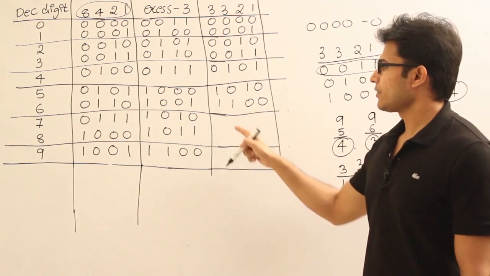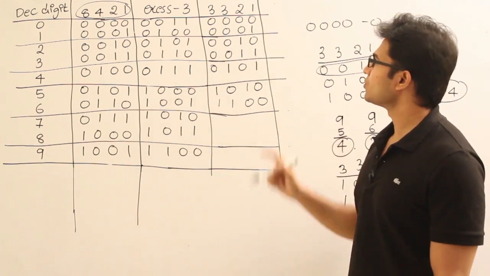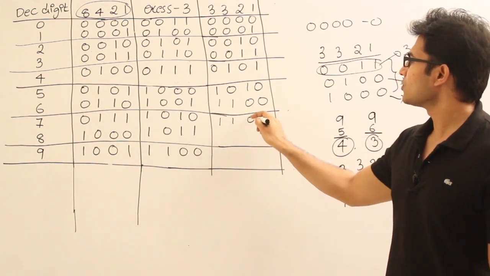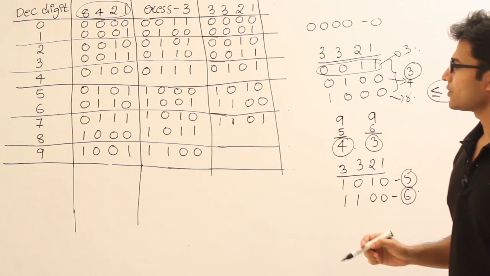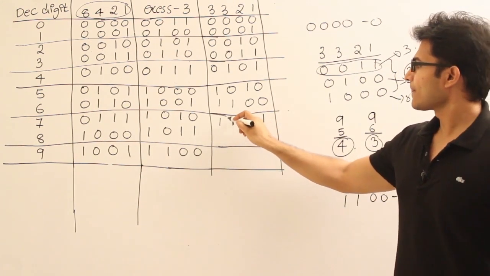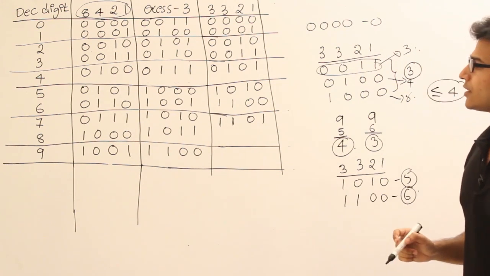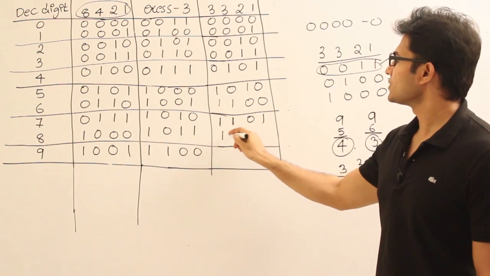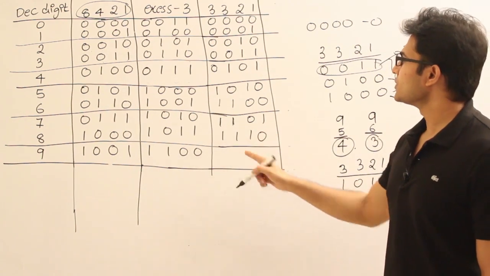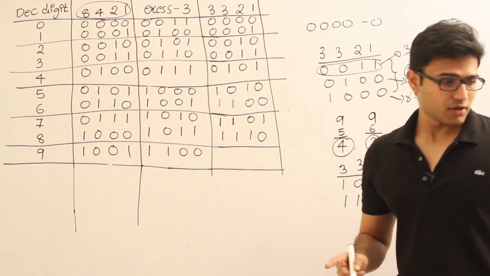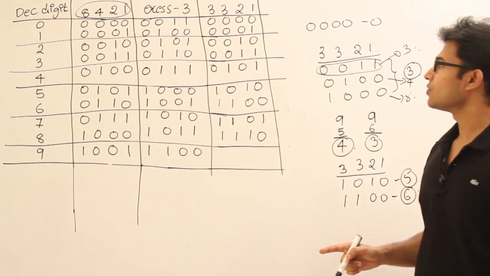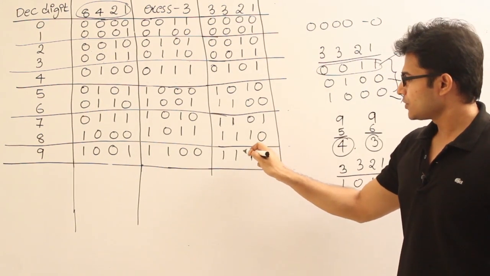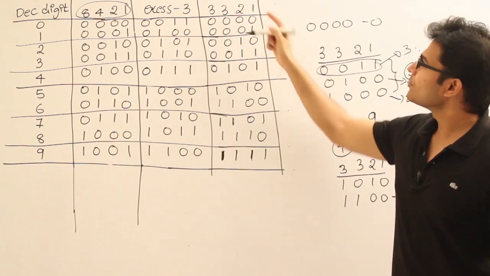Now what about 7? The 9's complement of 7 is 2. Therefore take 2 and find the 1's complement. What is it? 1101. So what is 1101? 6 plus 1 is 7. And what about the next one, 8? The 9's complement of 8 is 1. Take 1 and find the 1's complement, which is 1110. What about 9? The 9's complement of 9 is 0. Therefore take 0 and take the 1's complement: 1 1 1 1.